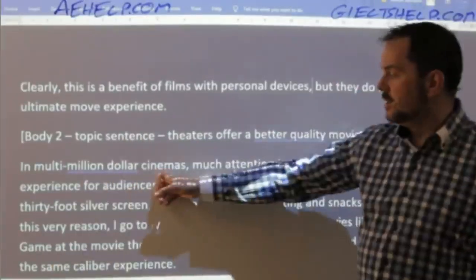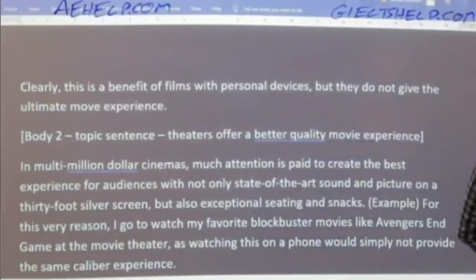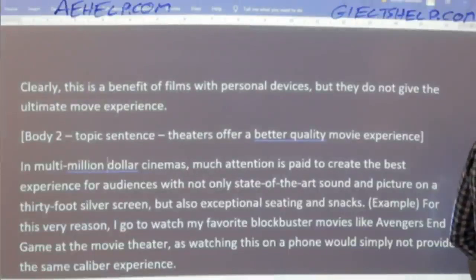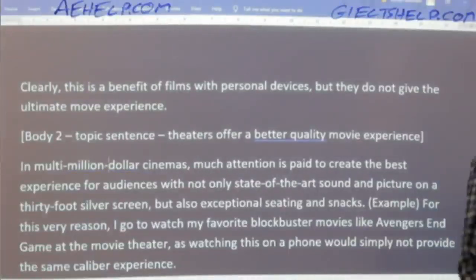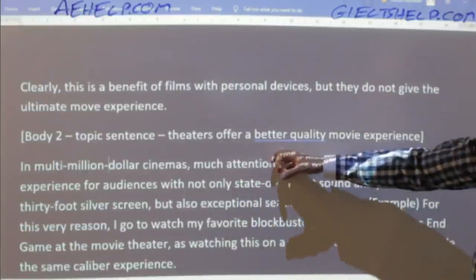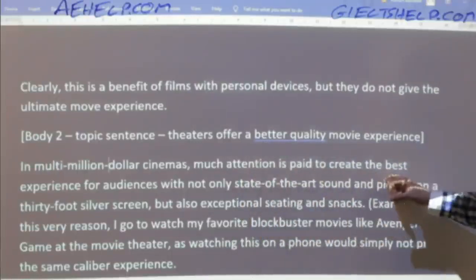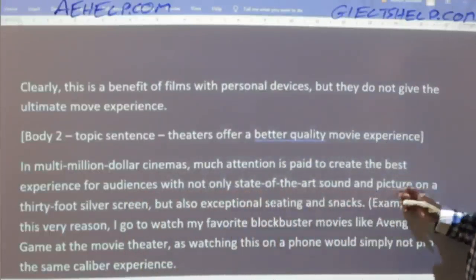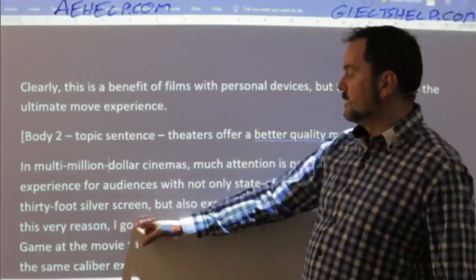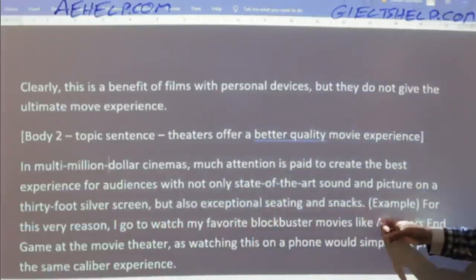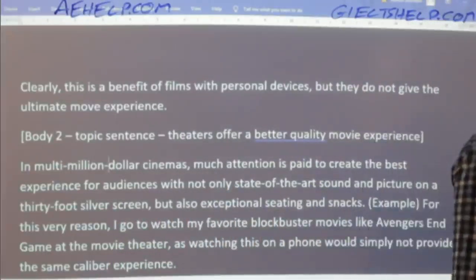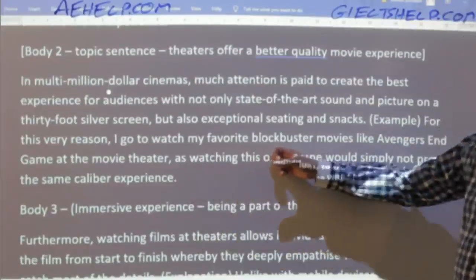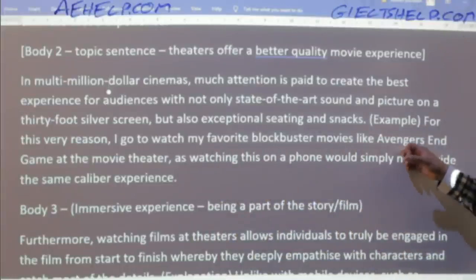In multi-million dollar cinemas, multi-million dollar is all going to be hyphenated, so multi-million dollar cinemas, much attention is paid to create the best experience for audiences with not only state-of-the-art sound and picture on a 30-foot silver screen, but also exceptional seating and snacks. Okay, that's fine. For this very reason, I go to watch my favorite blockbuster movies like Avengers Endgame.